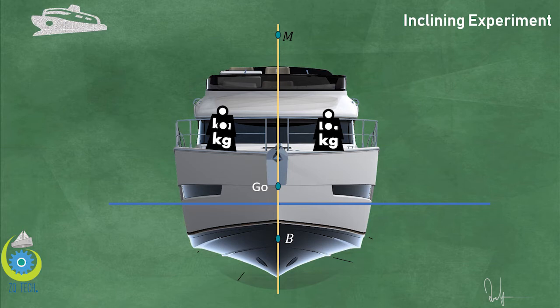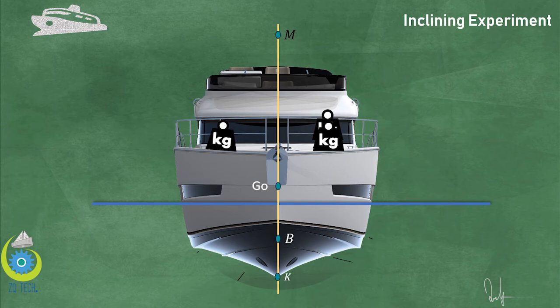We will move the weights from the starboard side towards the port side one by one. We have only two weights, so we will move the two weights from the starboard side towards the port side one by one. After this, we will replace those weights towards the starboard side. And again we will repeat this scenario for the port side, moving the weights from the port side towards the starboard side. In this way, we obtain four values of GM. So let's start the experiment.